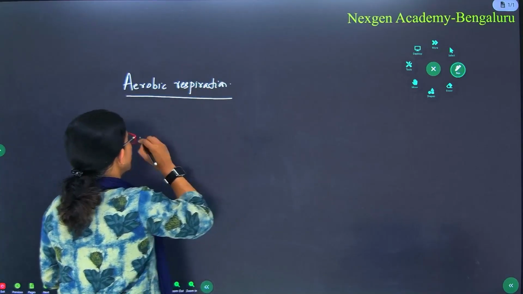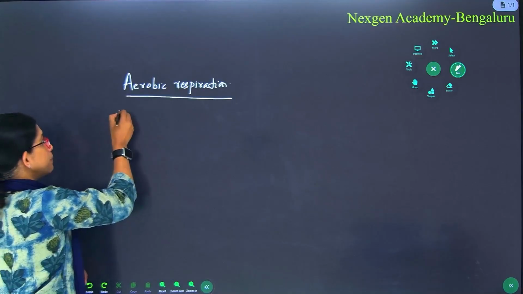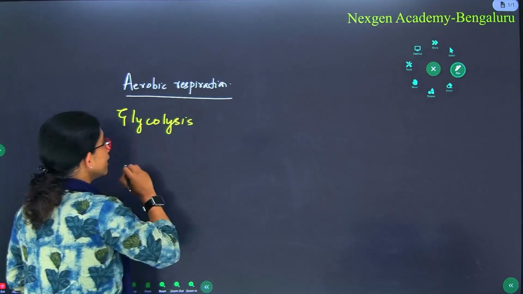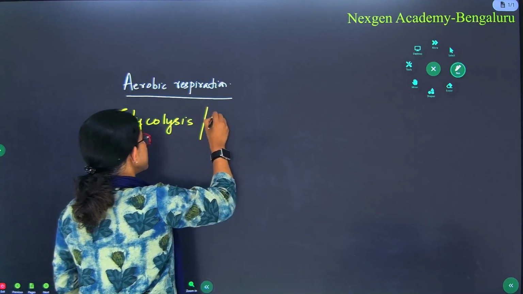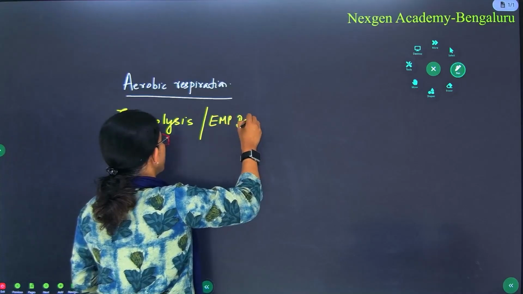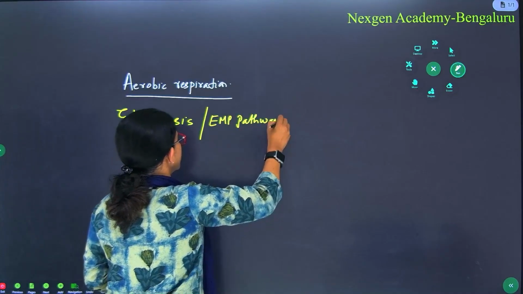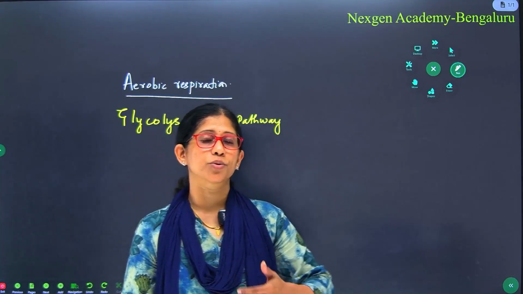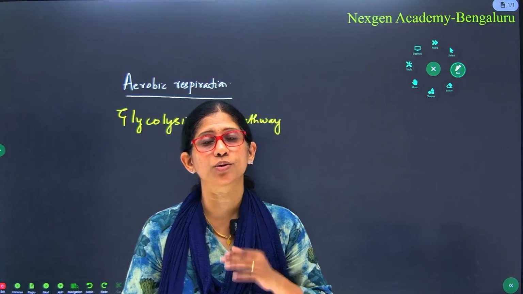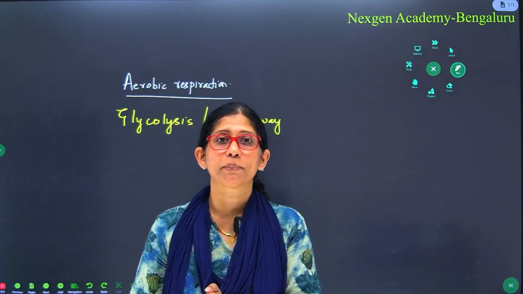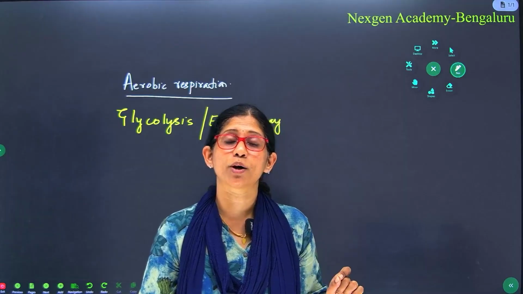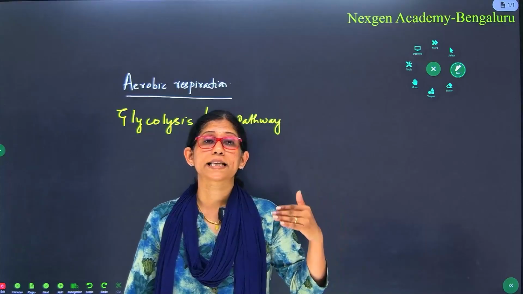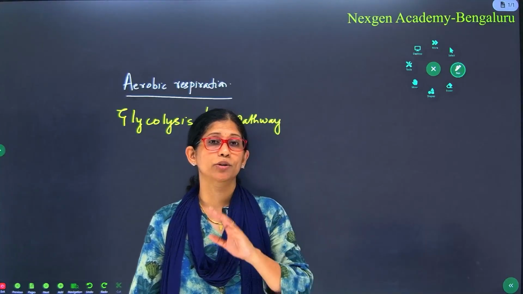So in aerobic respiration, today the concept that we are going to see here is glycolysis, right? Which can also be called the EMP pathway, based on the names of the scientists who discovered or elucidated the pathway, Embden, Meyerhof and Parnas. Glycolysis is a very important pathway for both aerobic as well as anaerobic respiration, right? It is a slow step-by-step breakdown of glucose. Around 10 steps are there in glycolysis.